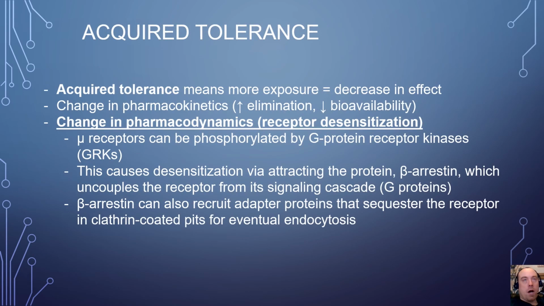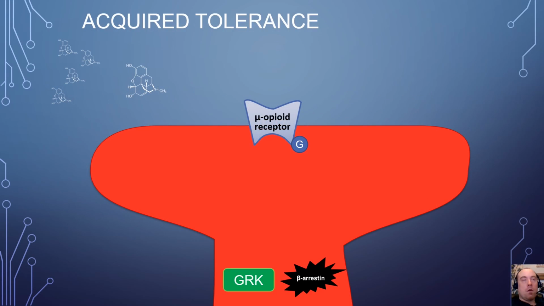Like I said, acquired tolerance is often a change in the pharmacological effect right at the receptor. So that's called pharmacodynamics and receptor desensitization. I'm going to skip the text here because I have it on the animations coming up. So this is going to be, again, an example of acquired tolerance. And I have an opioid drug up top left there. I'm going to show it.